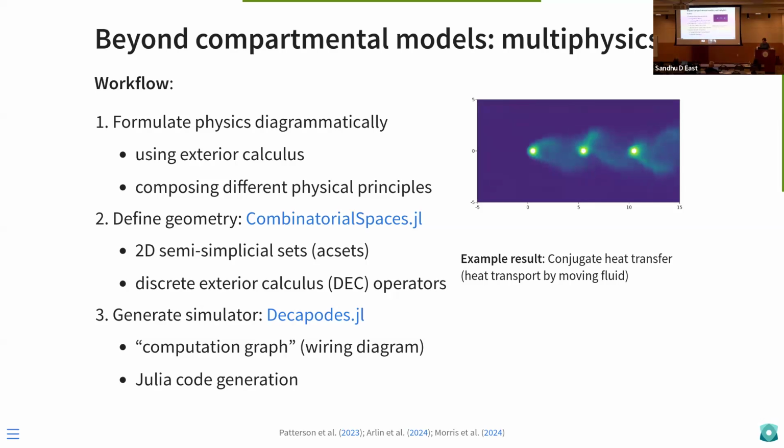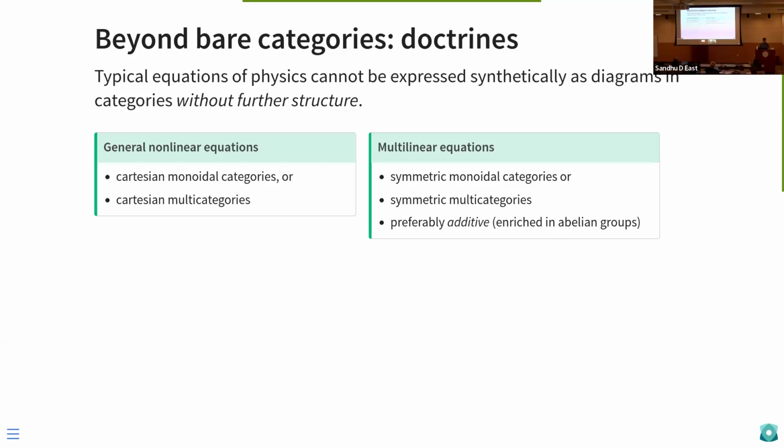You want to specify the system at the level of abstraction that scientists in the domain want to think about it, and rely as much as you can on techniques of compilation or synthesis, however you want to think about that, to produce a simulator that will do the computation. Okay. So as I was saying, the typical equations of physics that you might want to write down, everything from Maxwell's equations to the Navier-Stokes equations, all that good stuff, you can't express in a synthetic or diagrammatic style in a category without further structure.